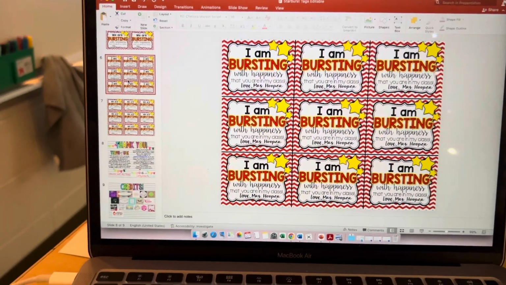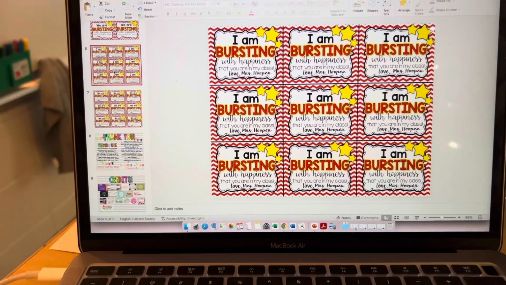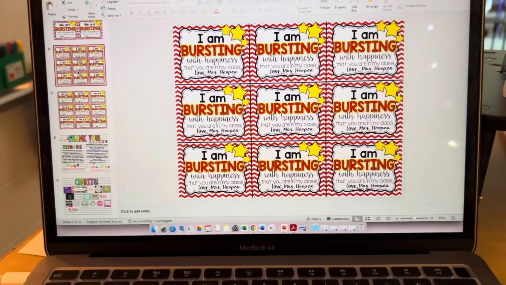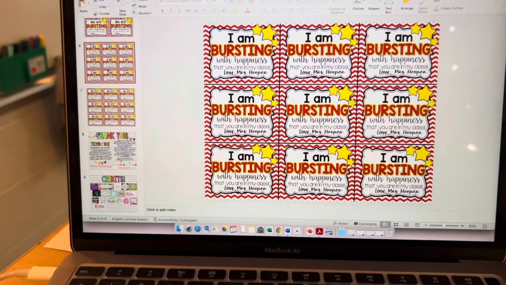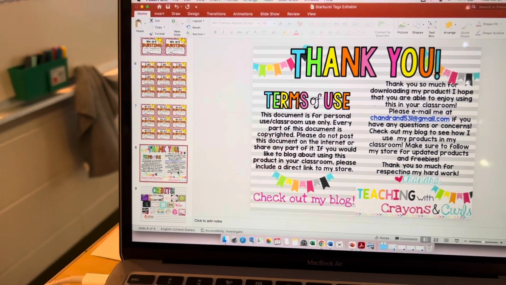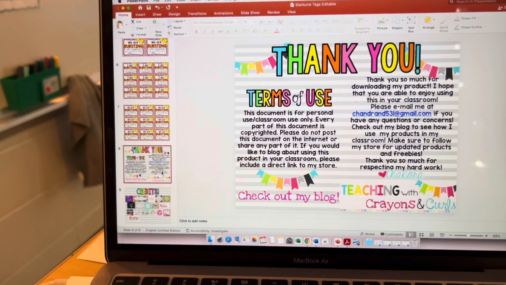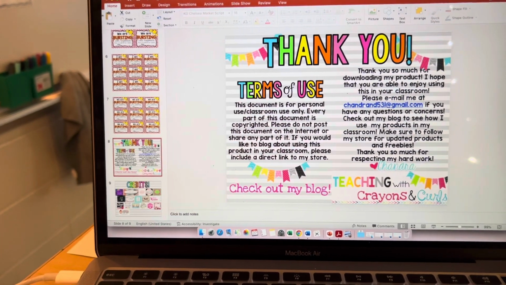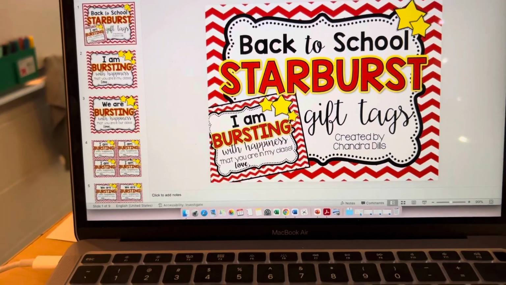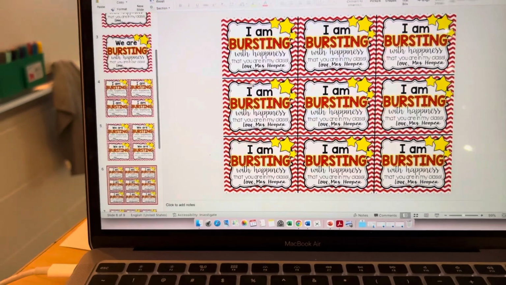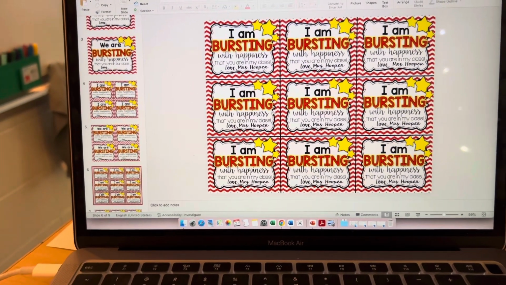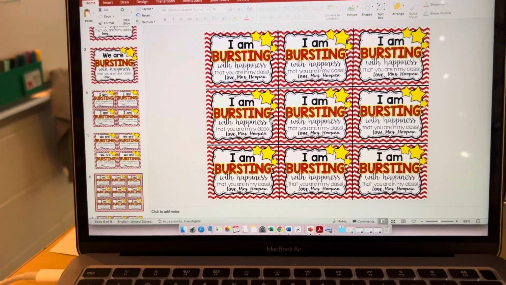Another thing that I have completed is I'm giving my kids just a few Starburst when they come in for open house. And so I found this free printable on Teachers Pay Teachers. It is from Teaching with Crayons and Curls. I believe her name is Chandra, let's see, Dills. And so it was nice because it was editable, so I was allowed to add my name on here. So I am going to print these out so that I can put them on small bags of Starburst.